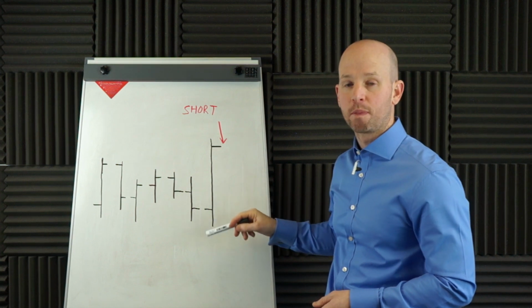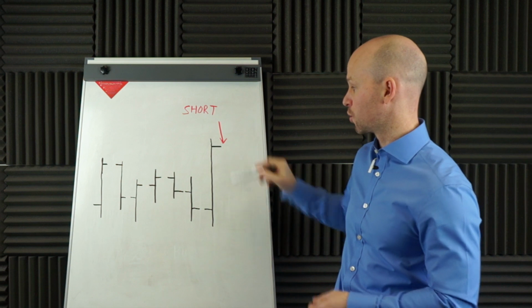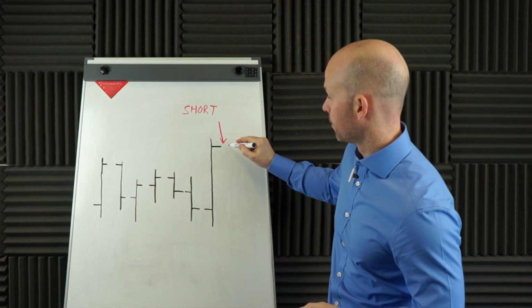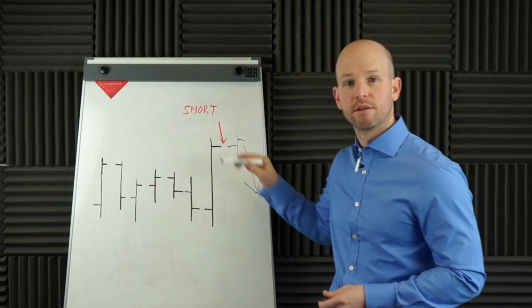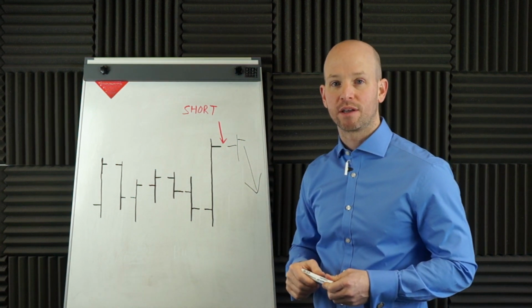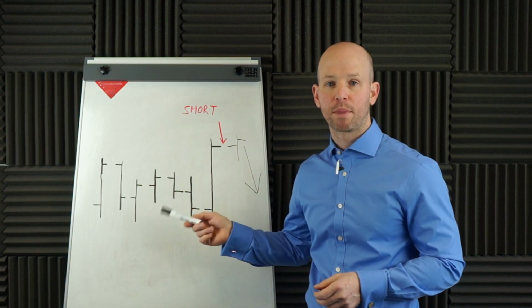Remember, we're looking for extreme up moves, and then we're betting against them. So now we would short sell, hoping that the price is going to do something like this and then eventually move down and make us some money. That's it. It's that simple. And of course, the opposite for buy trades.